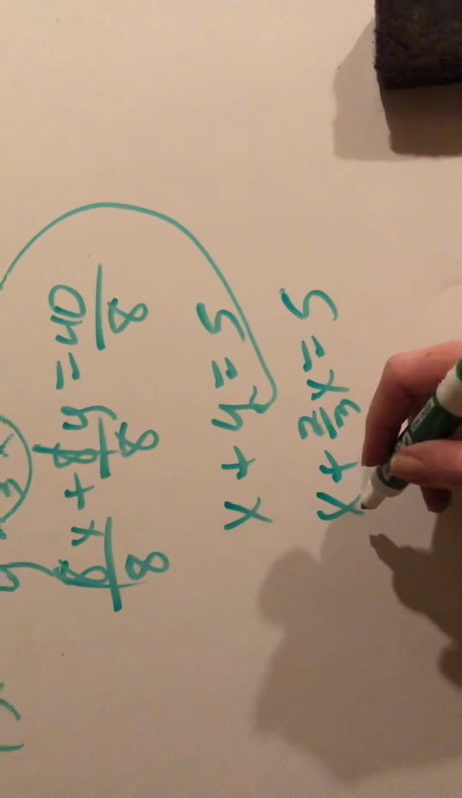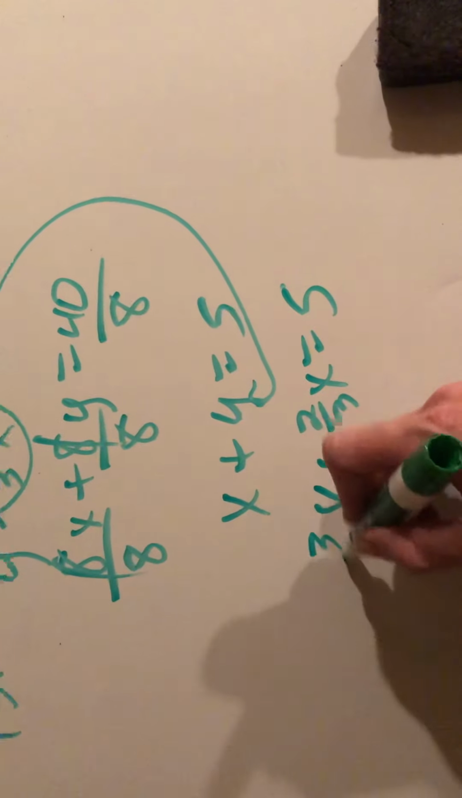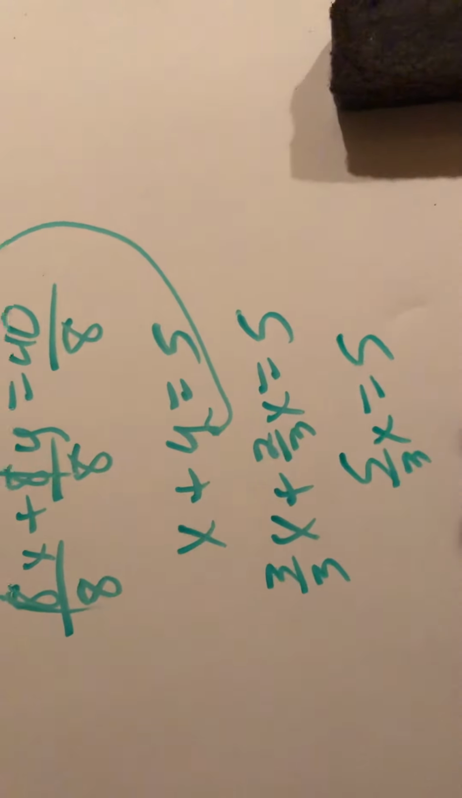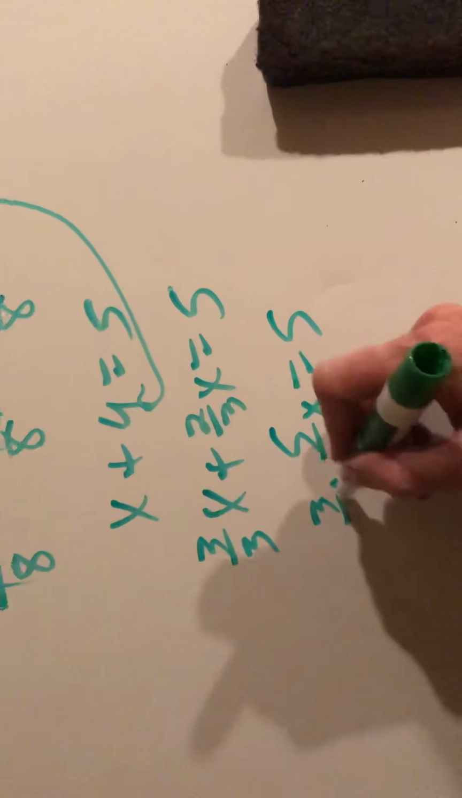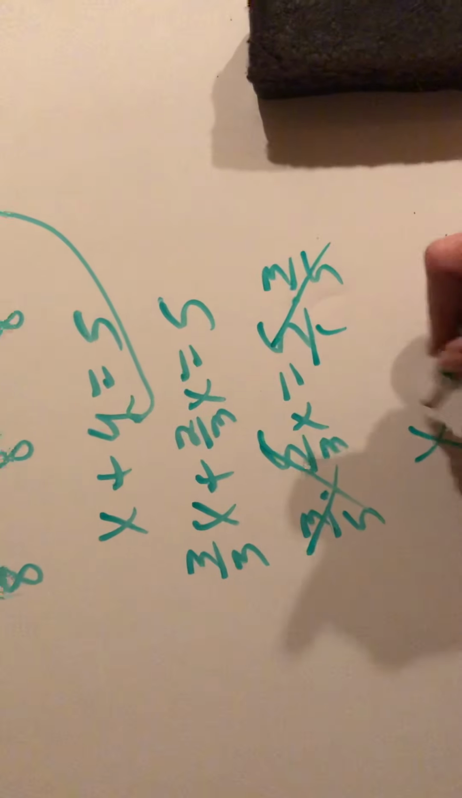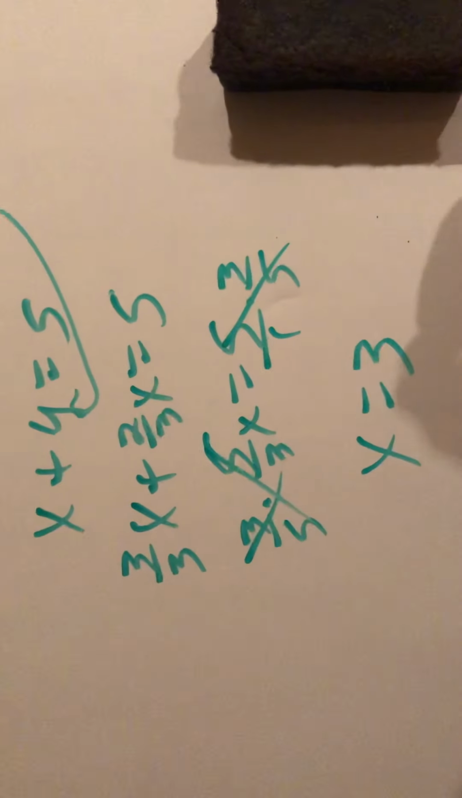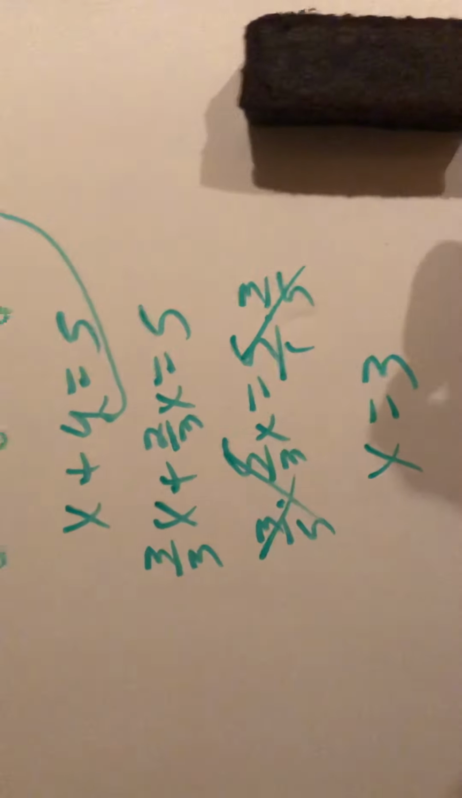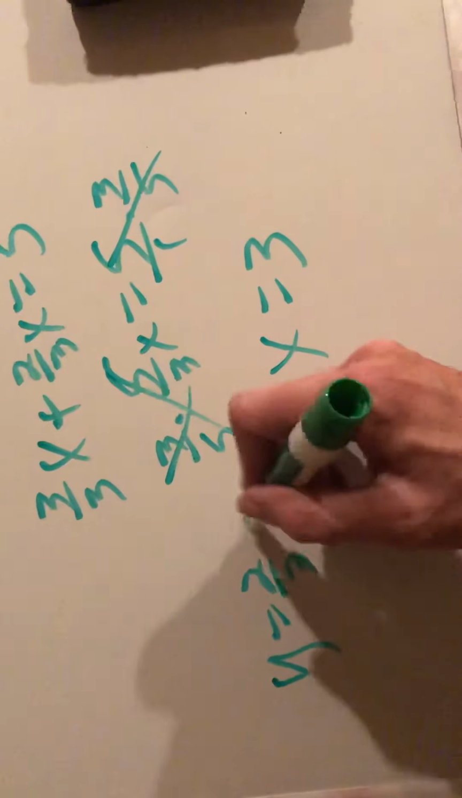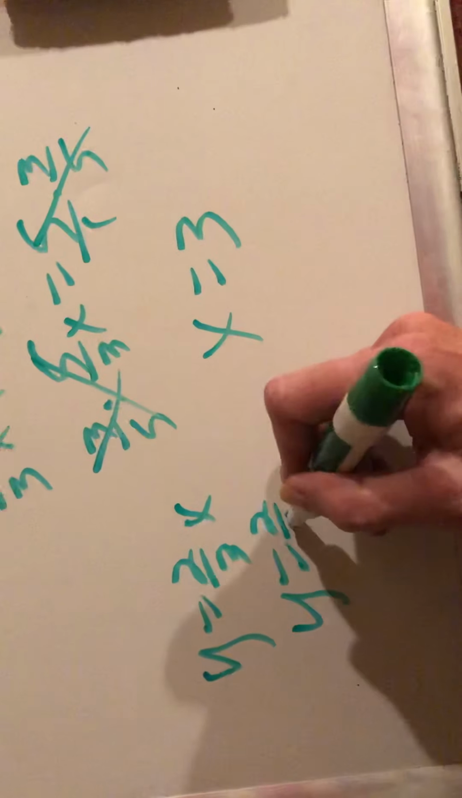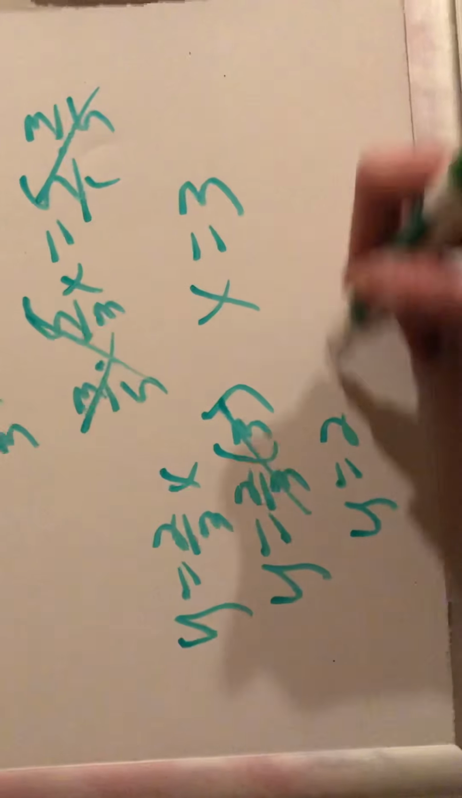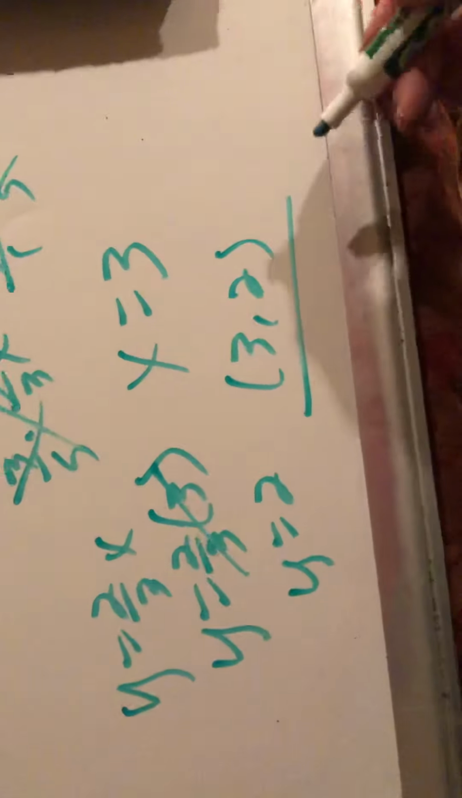So then when I add 1x and 2/3 x, well, 1x is just 3 over 3x. So that'd be 5 over 3x equals 5. So then we multiply by 3 over 5. This is like 5 over 1, so the 5's cancel, and you're left with 3. So x should be 3, and then you plug that back in. So we could plug that back into the y equals 2/3 x pretty easily. So y equals 2 over 3 times 3. The 3's cancel and y equals 2. So make sure you write it as an ordered pair, (3, 2).